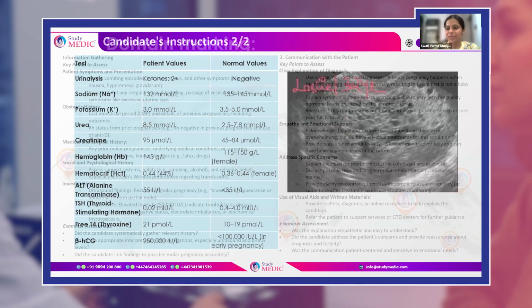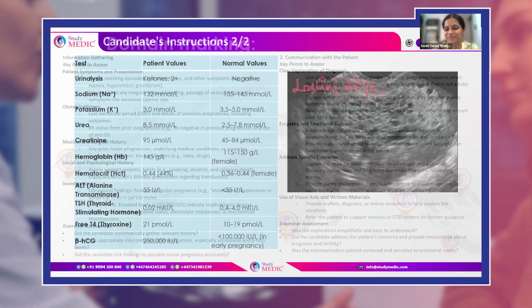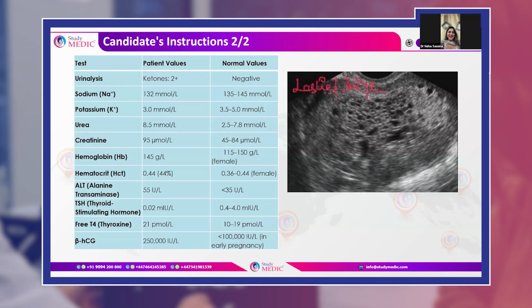Again, I overshot the time. Sorry, examiner. Yeah, I don't know what to examine you.